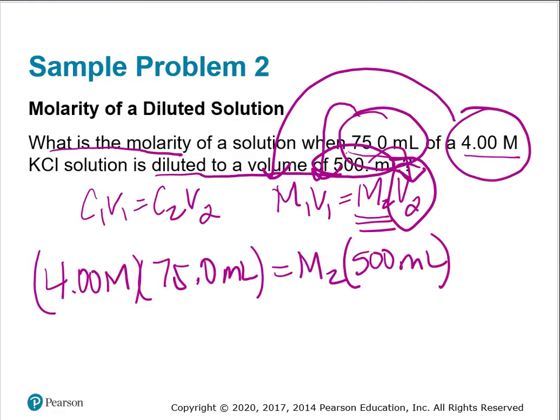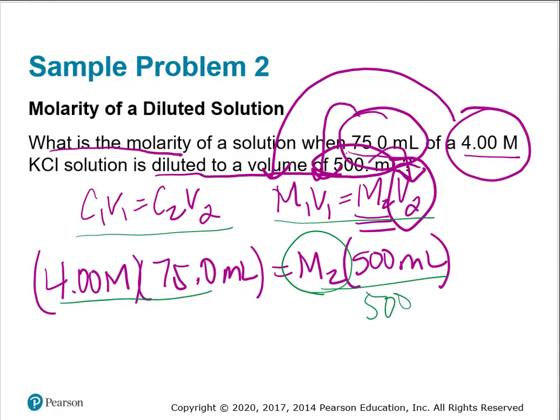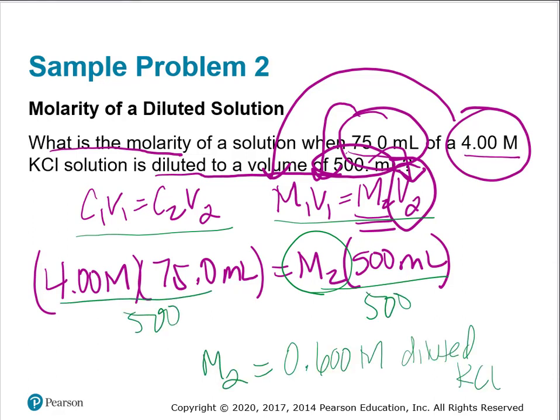So let's set it up. It doesn't matter if you say C1V1 equals C2V2 or M1V1 equals M2V2, same thing. We need to find M2, so I'm going to divide both sides by 500 to get M2 by itself, and we should get 0.600, again 3 significant figures, molar diluted KCl.